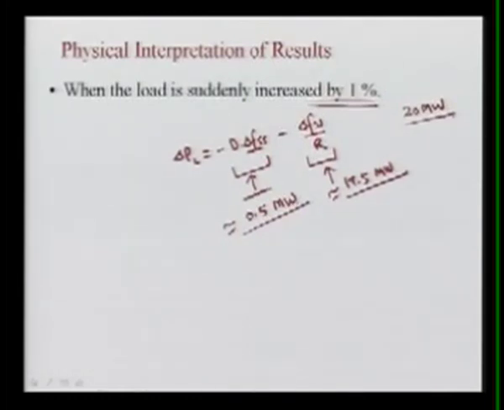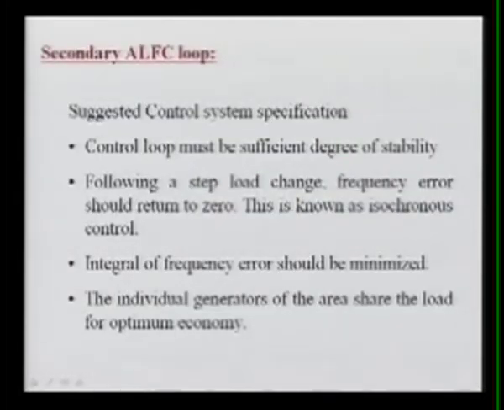So now we have to go for the secondary area, the automatic load frequency control loops, and then we require some control system specifications. First, we have to design a control loop that must have a sufficient degree of stability. Also, following a step load change, the frequency error should return to 0. This is known as isochronous control. So this requirement must be met.